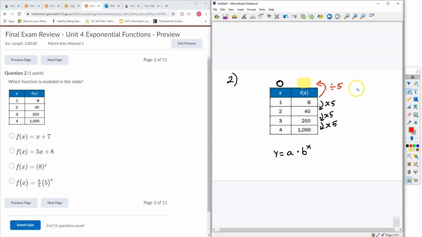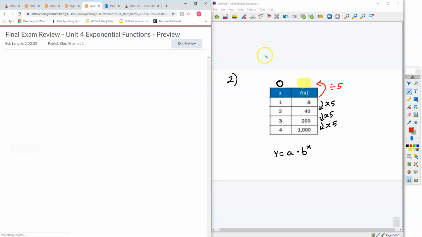From there, decide which you think is the correct answer. I'm going to tell you right now, it's not A, because that's a linear function. X by itself plus 7, that's a linear function. So it's not A, so it has to be B, C, or D. All right, number 3.